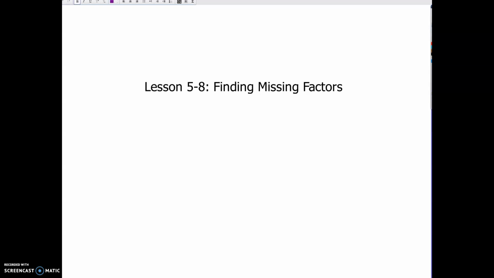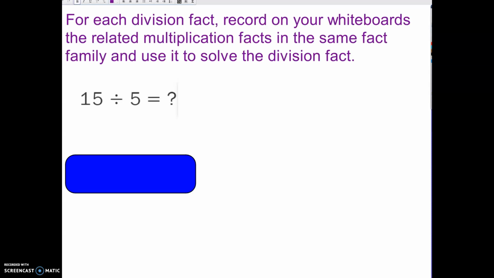Hello, third graders. Today we are going to do lesson 5-8, and we are going to work on finding missing factors. But first, I would like you to get out your whiteboard, marker, and eraser. And I have a division fact here. 15 divided by 5 equals question mark.